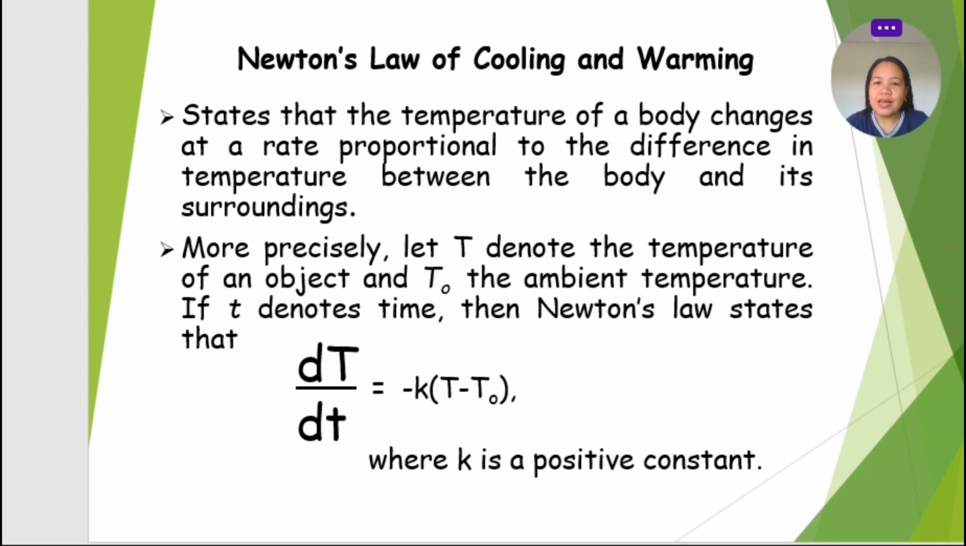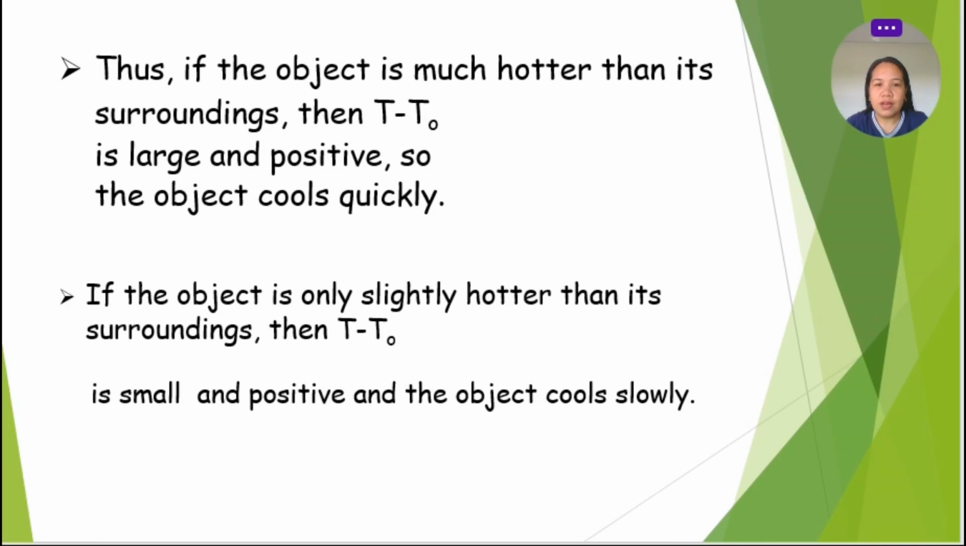More precisely, let T denote the temperature of an object and T sub 0 the ambient temperature. If t denotes time, then Newton's law states that dT over dt is equal to negative k times (T minus T sub 0), where k is a positive constant. Thus, if the object is much hotter than its surroundings, then T minus T sub 0 is large and positive, so the object cools quickly. If the object is only slightly hotter than its surroundings, then T minus T sub 0 is small and positive and the object cools slowly.